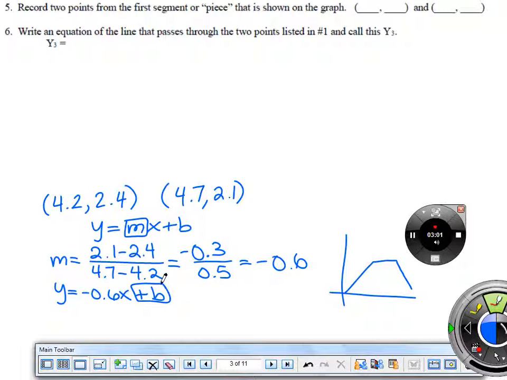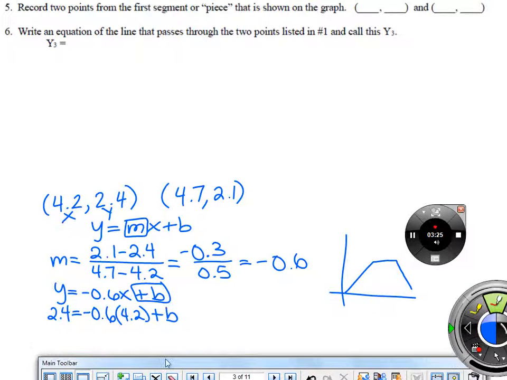How did we say we could go about determining what our y-intercept is? Yes. Good. Plug in one of the points. Do you guys have any preference? No? All right, I'll just do the first one. Remember, this is my x and this is my y. So 2.4 gets plugged in for y as long as I plug in 4.2 for x at the same time. And then I just have this small equation to solve for b.